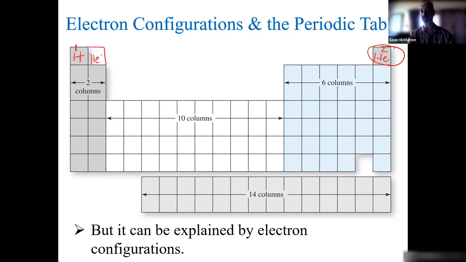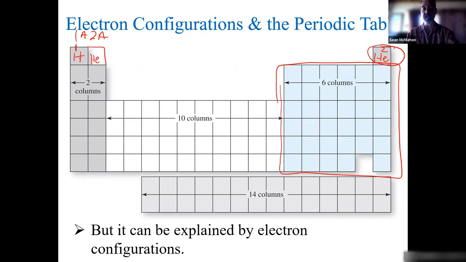The reason why I'm showing you is when you go from left to right on your rows, your periods on the periodic table, you hit 2 columns. Remember, this is group 1A and group 2A. Those 2 columns actually represent the s orbital. When you cross over to this block, there's 6 columns. Those 6 columns represent the 3 p orbitals that we had just talked about, px, py, pz.